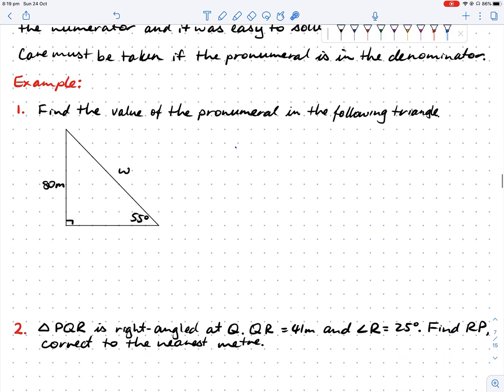Sometimes you'll have pronumerals in the denominator, so you need to know what to do with those. So let's have a look at this first question. Pretty much the steps are exactly the same. It's just when we get to the solving, it's a little bit different. So question 1, find the value of the pronumeral in this following triangle.